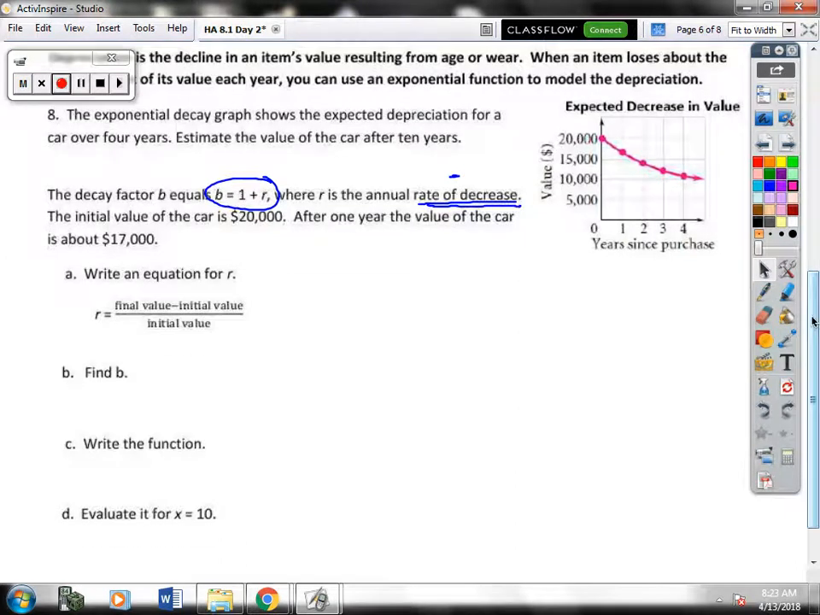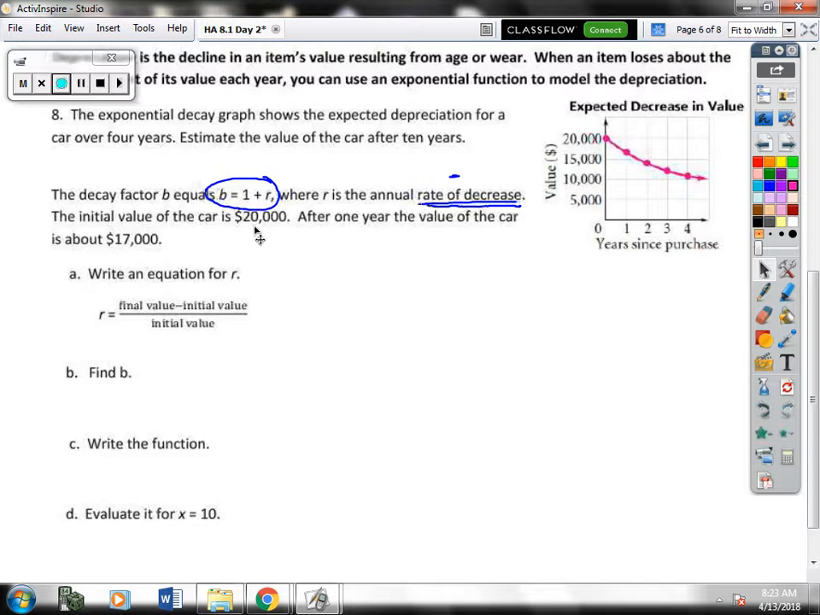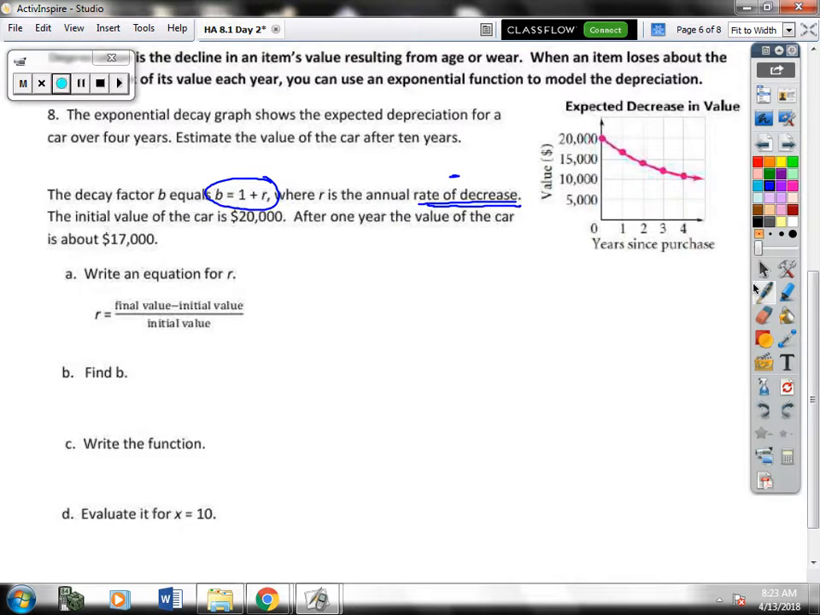Now, they don't give us the rate. Normally they will, but they don't. So we have to actually figure out what R is. They tell us that the initial value of the car was 20,000. Whoops. And you can see that in the chart. And then after 1 year, it was about 17,000.